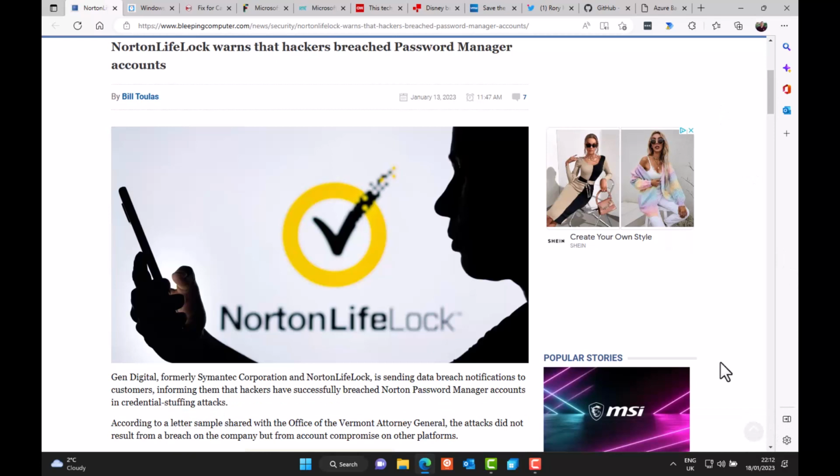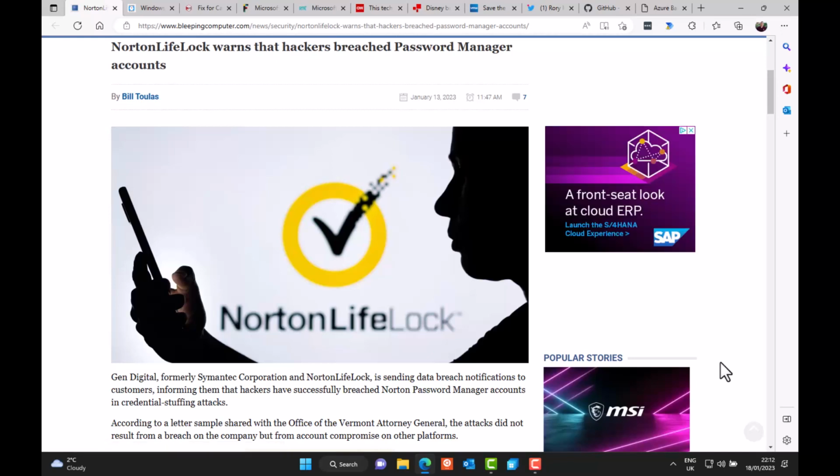By December 22nd, the company says it completed its internal investigation, which revealed that the credential stuffing attacks had successfully compromised an undisclosed number of customer accounts. The company says it has reset Norton passwords on impacted accounts to prevent attackers from gaining access to them in the future, and also implemented additional measures to counter the malicious attempts.